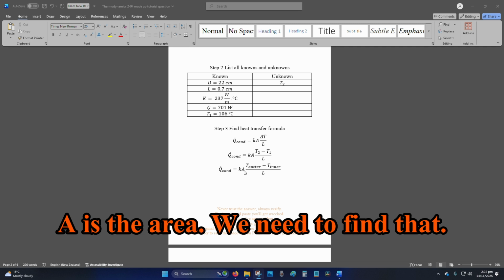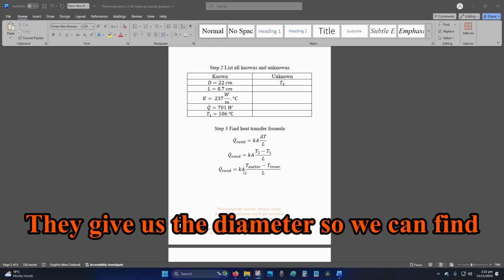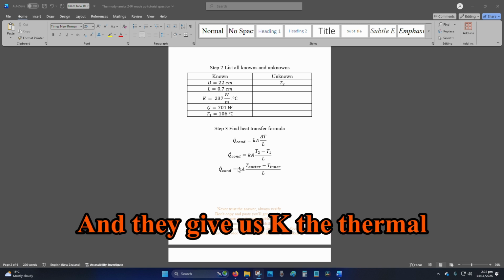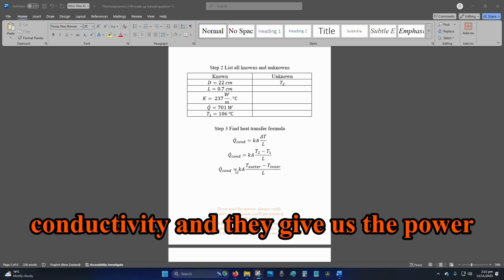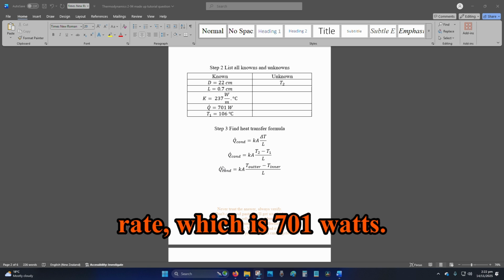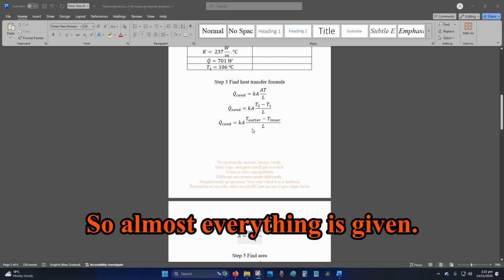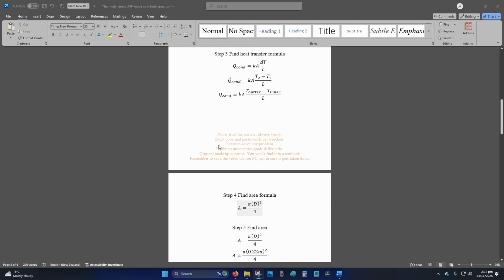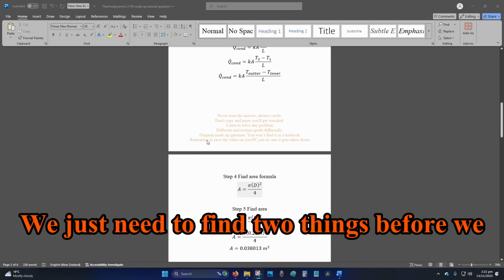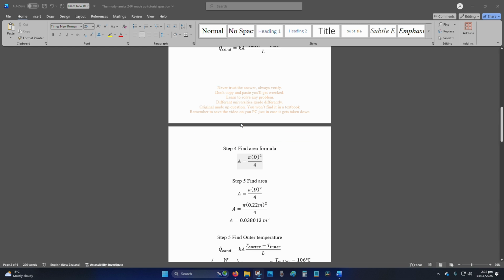A is the area. We need to find that. They give us the diameter, so we can find the area of a circle. And they give us K, the thermal conductivity, and they give us the power, or heat transfer rate, which is 701 watts. So almost everything's given. We just need to find two things before we can find the outer temperature.